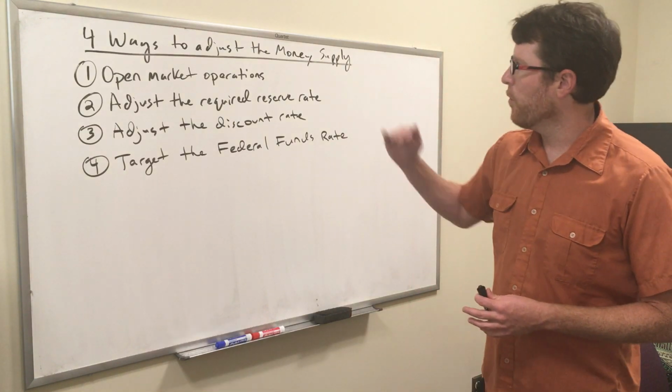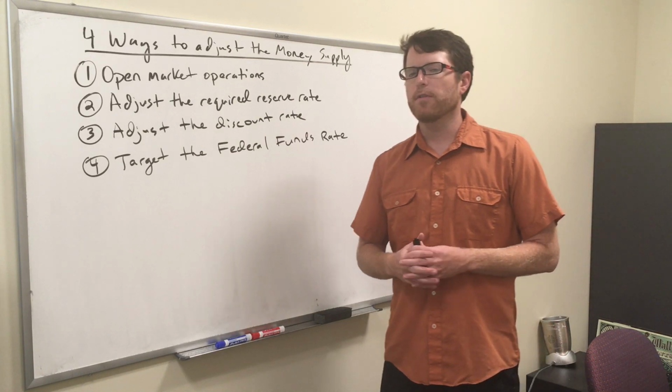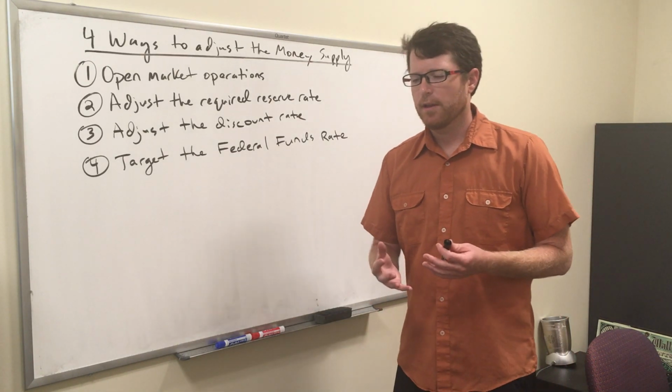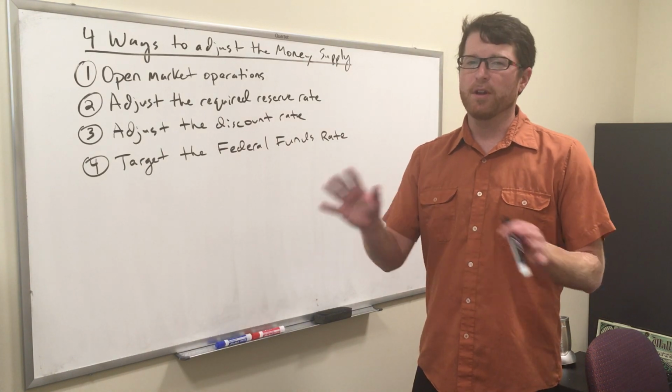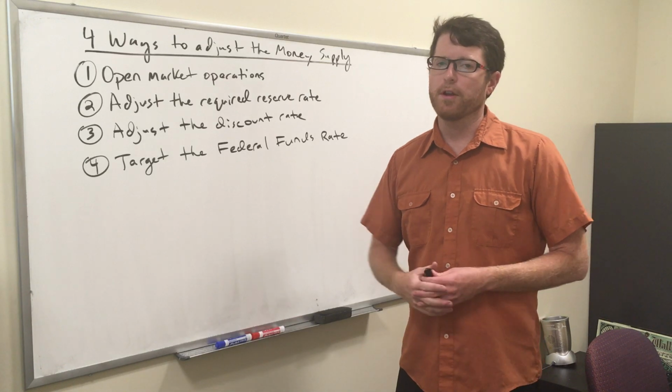So there are 4 ways the Fed can adjust the money supply that we're going to talk about. Depending on which edition of the book you have, there may be a 5th that they've included, and that one is a new one. I don't even want to talk about it, but if you see 5 in your book, just know the first 4 are the 4 that we're going to cover.